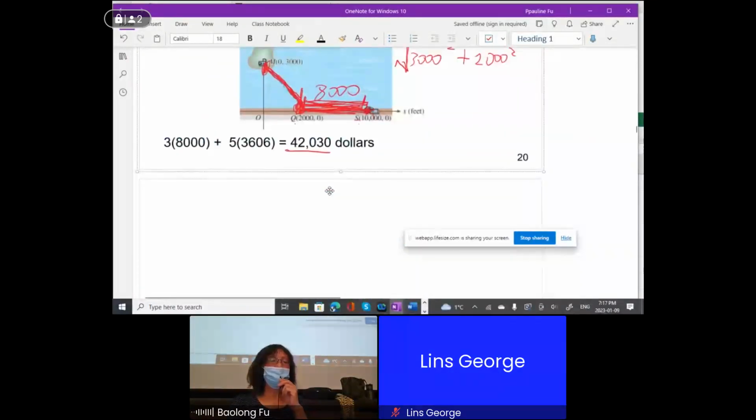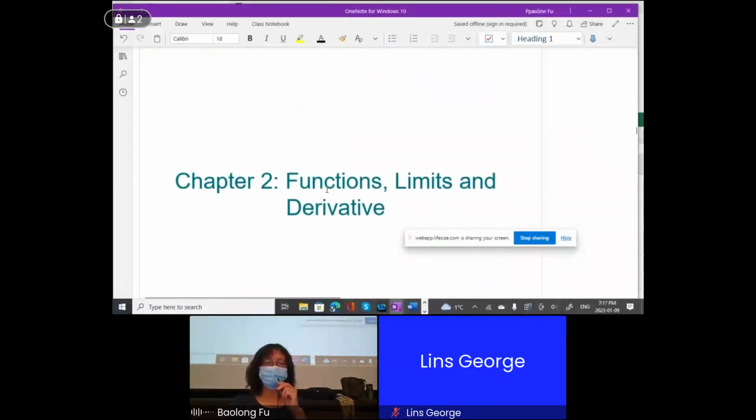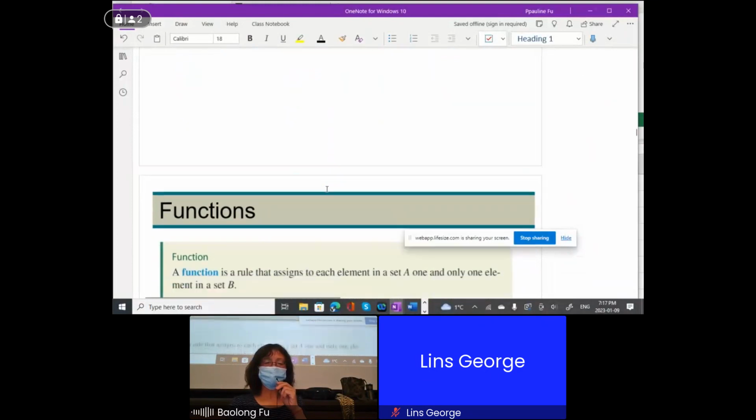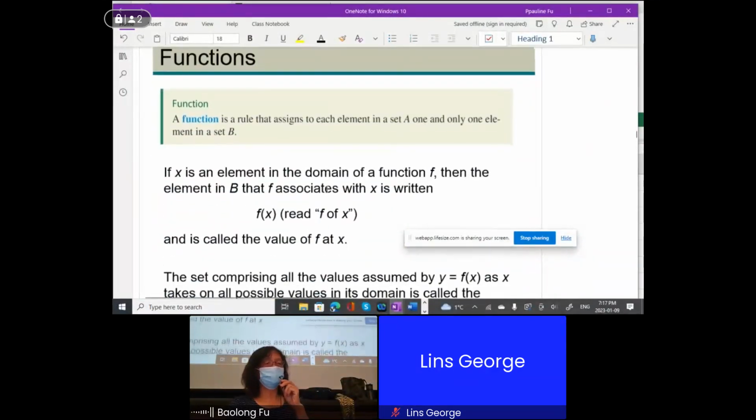All right, that concludes chapter 1 review. Now move on to chapter 2. Chapter 2 is all about functions. Again, the beginning part might be the review, and we are going to use the strict mathematical definition about what is a function.